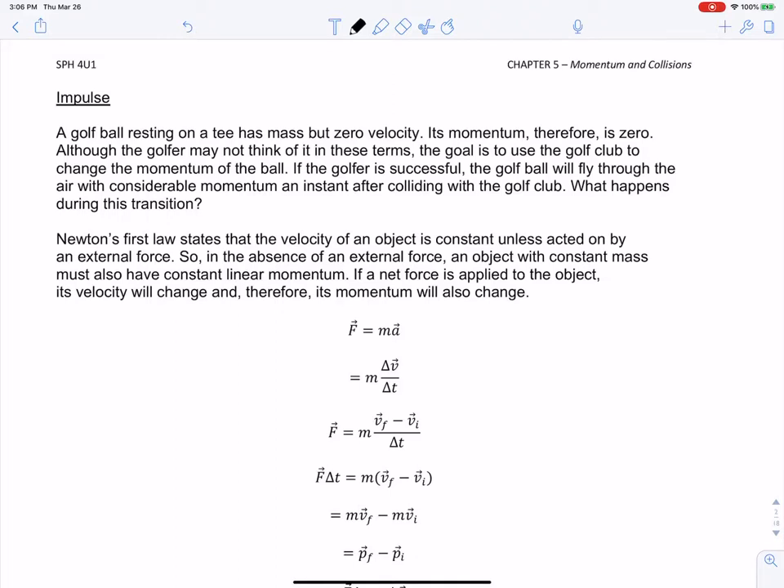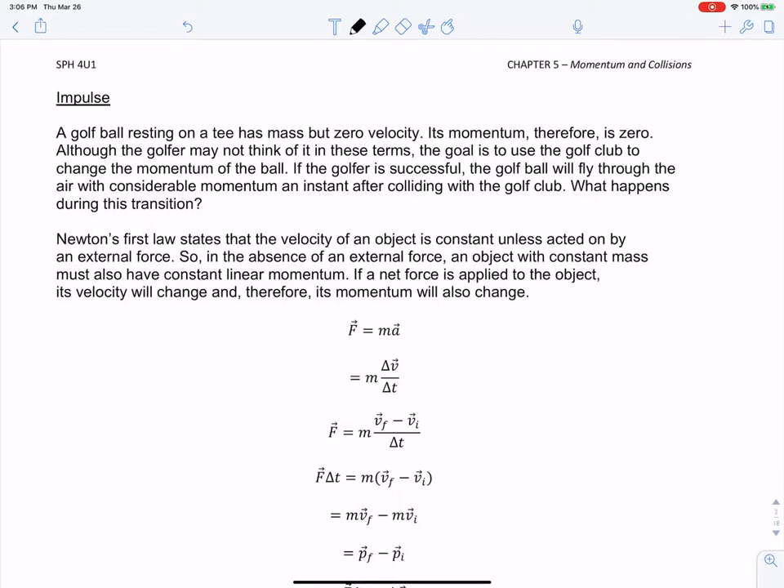The second term is impulse. Let's start with an example. A golf ball resting on a tee has mass but zero velocity. Its momentum, therefore, is zero. Although the golfer may not think of it in these terms, the goal is to use that golf club to change the momentum of the ball. If the golfer is successful, the golf ball will fly through the air with considerable momentum an instant after colliding with the club. So what happens during this transition?